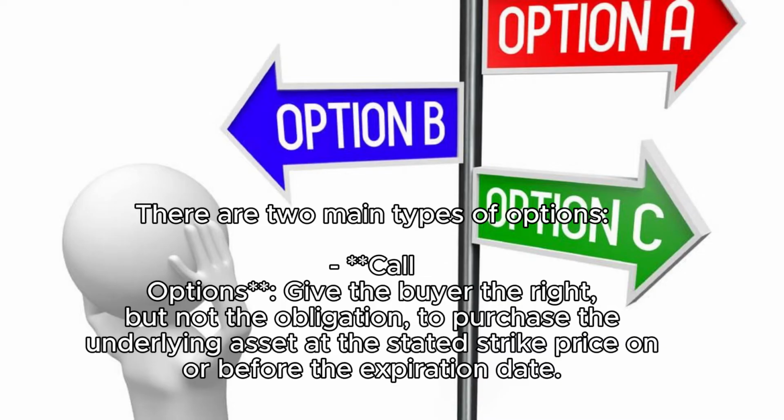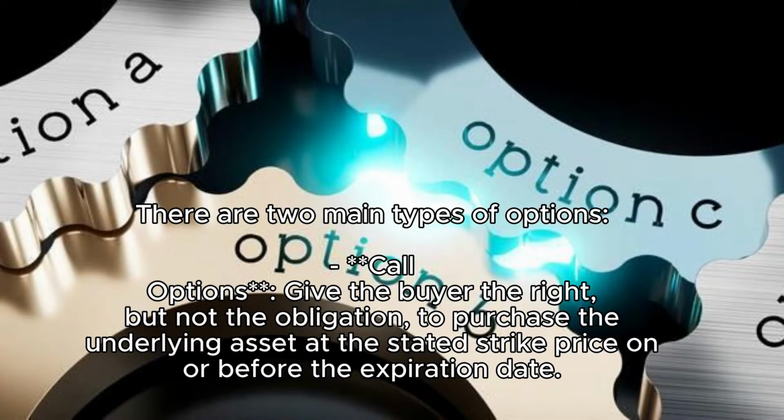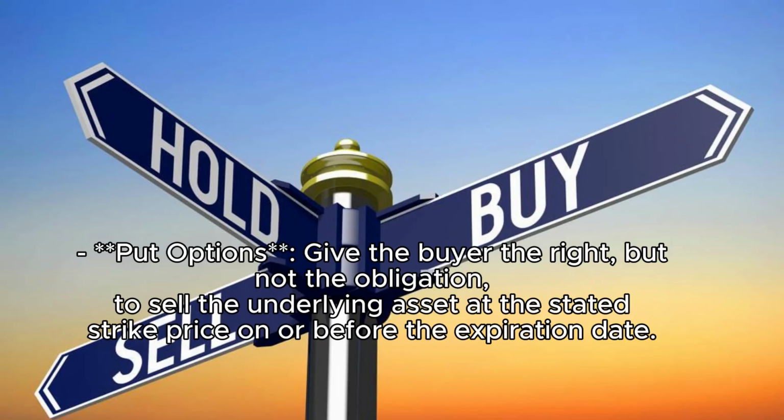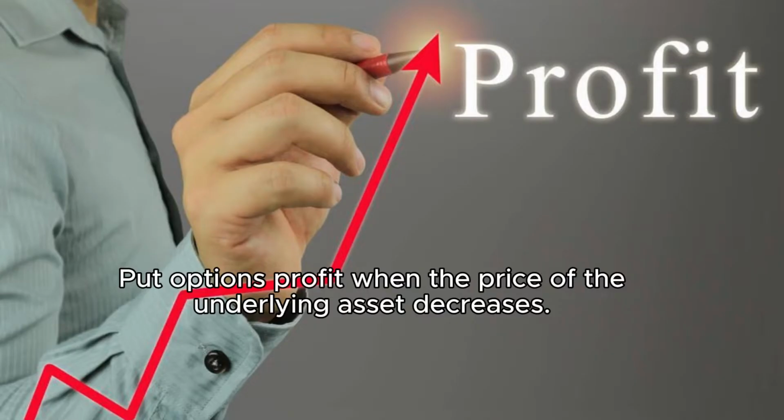There are two main types of options. Call options give the buyer the right, but not the obligation, to purchase the underlying asset at the stated strike price on or before the expiration date. Call options profit when the price of the underlying asset increases. Put options give the buyer the right, but not the obligation, to sell the underlying asset at the stated strike price on or before the expiration date.